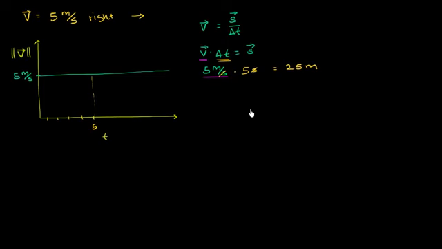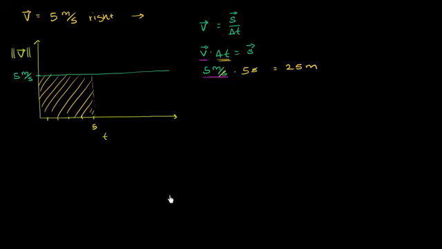And that's pretty straightforward. But the slightly more interesting thing is that's exactly the area under this rectangle right over here. And what I'm going to show you in this video is that in general, if you plot the magnitude of velocity, so you could say speed versus time, the area under that curve is going to be the distance traveled, or the displacement, because displacement is just the velocity times the change in time.